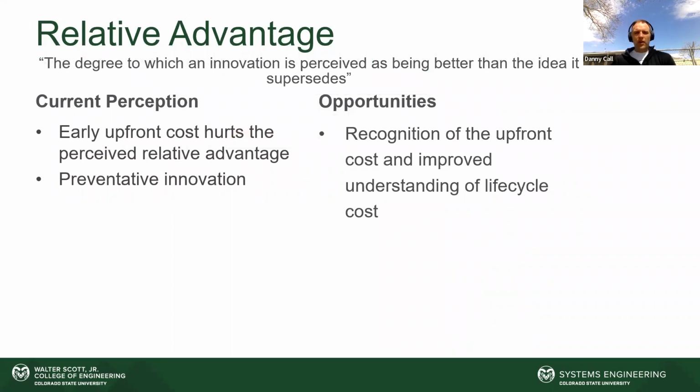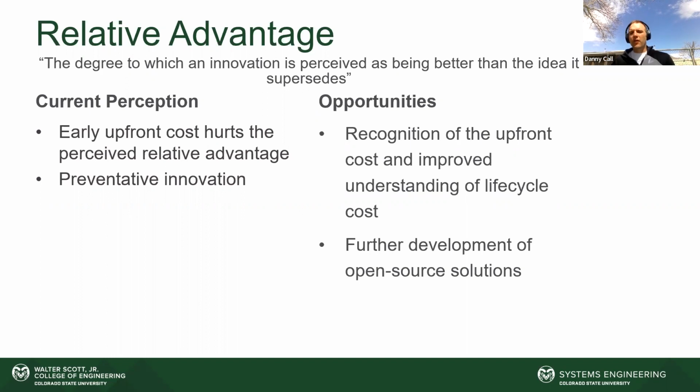And also with the current perception, it's a preventative innovation. So it's keeping defects out of our systems. So it's harder to see where that advantage is coming into play. So opportunities to improve this. Those who are promoting model-based systems engineering need to highlight and promote an understanding of life cycle costs and highlight the fact that yes, there is that upfront cost, but that is made up later on. And further developing open source solutions for model-based systems engineering to perhaps bring down that initial spike, and improving design quality metrics so we can actually see the benefits that come from model-based systems engineering.